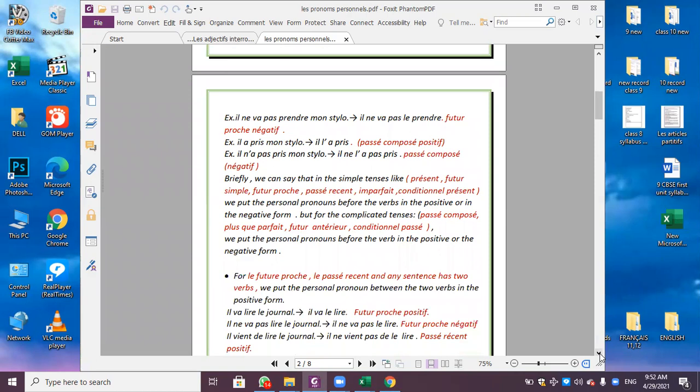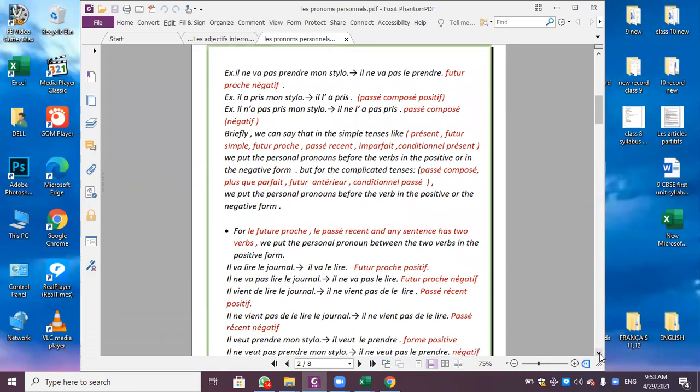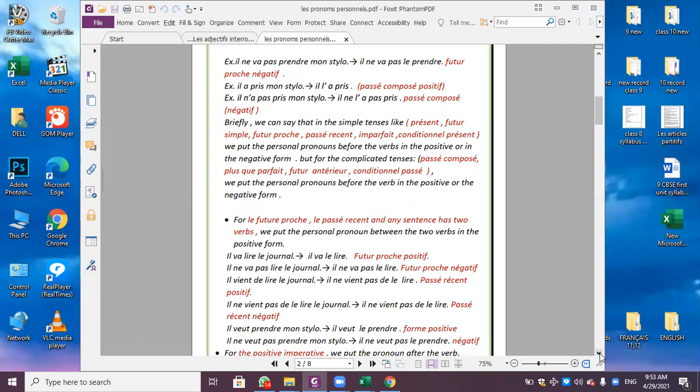For le futur proche, passé récent, and when a sentence has two verbs, we put the personal pronoun between the two verbs in positive form. Il va lire le journal, il va le lire. Futur proche positif. Il ne va pas lire le journal, il ne va pas le lire. Il vient de lire le journal, il vient de le lire. Il veut prendre mon stylo, il veut le prendre, etc.